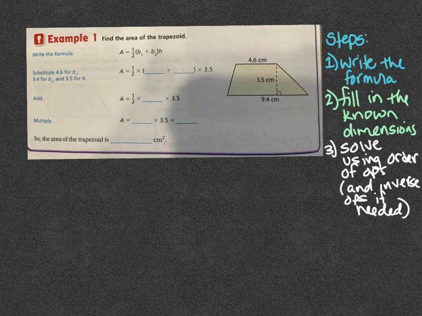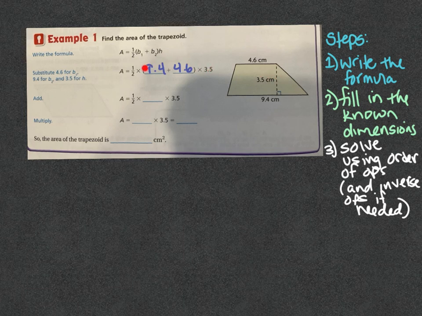So we don't know A, they didn't tell us that, so leave it as A. 1/2 is already a number, so we leave it a number. Let's take base 1 plus base 2: 9.4 plus 4.6, and then times the height, which is 3.5, right there.